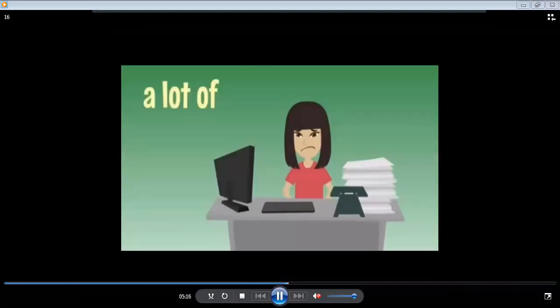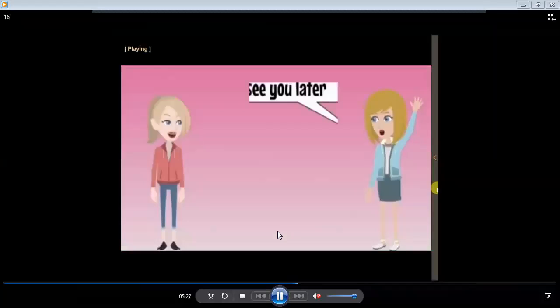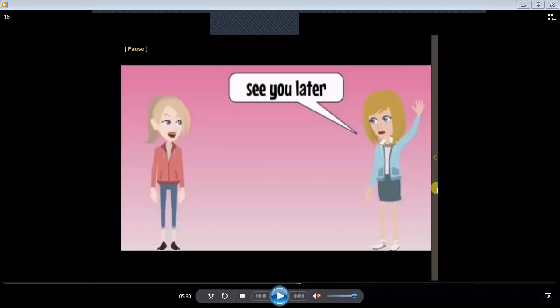A lot of means too much, a lot of. Mail a letter means send a letter. Yes, this is mail. This is the mailbox. Okay. See you later. This is said at the end of a conversation. See you later means see you another time. You can use it instead of goodbye or something. It's more elegant.